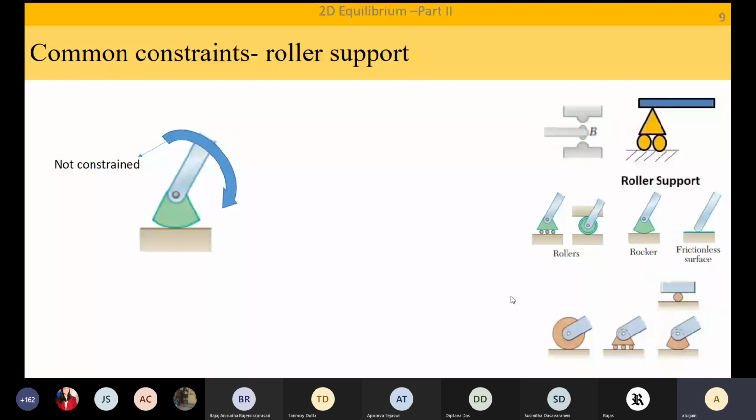Similarly, if a body is allowed to move in the horizontal direction, there is no constraint. But if you constrain the degree of freedom in the horizontal direction, there is a reaction in the horizontal direction. If you constrain the movement in the vertical direction, then there is a reaction in the vertical direction, irrespective of the applied load, irrespective of what is happening.